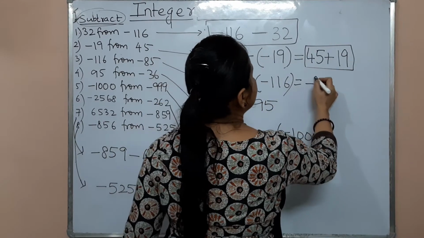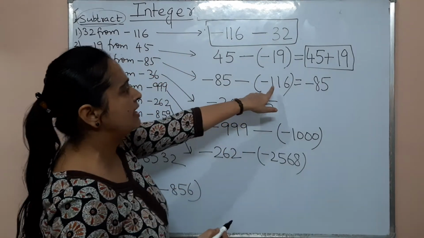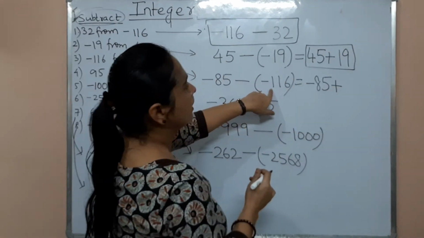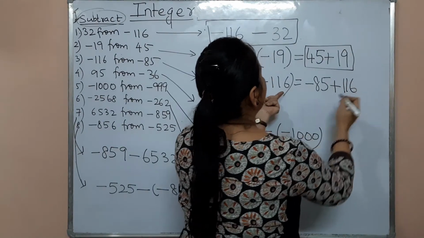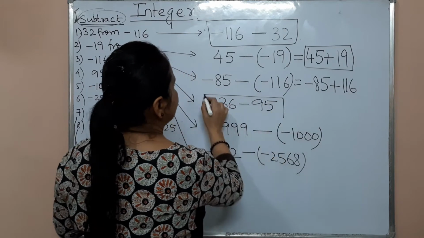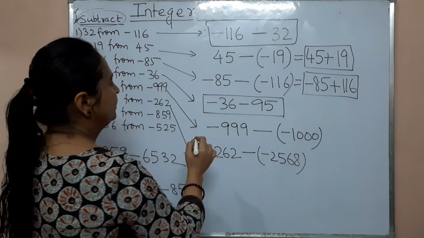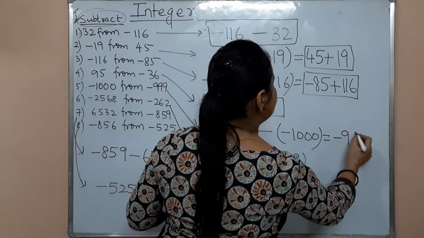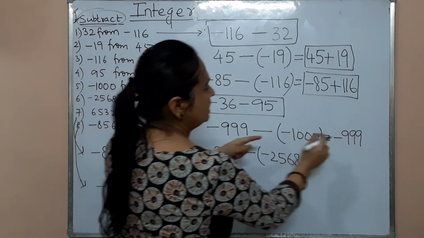Next is -85. And this is minus of -116. It means it is positive. The opposite, the additive inverse of -116, is +116. Next, here the story is applied directly. Here we have to apply the story. Next, in this we have -999, but its additive inverse means the opposite of this.